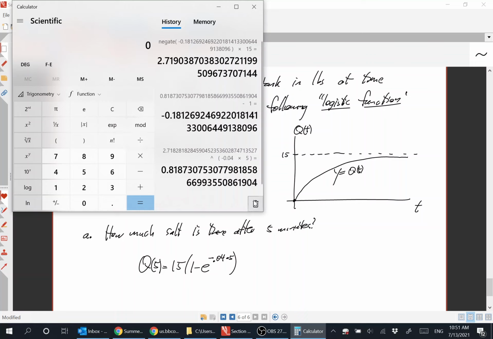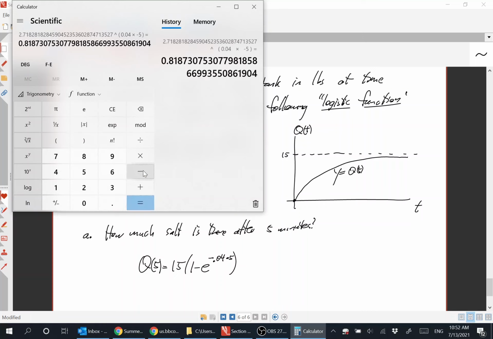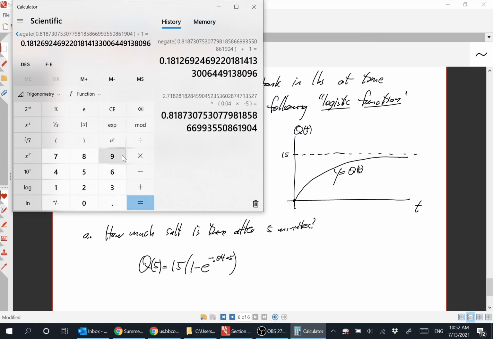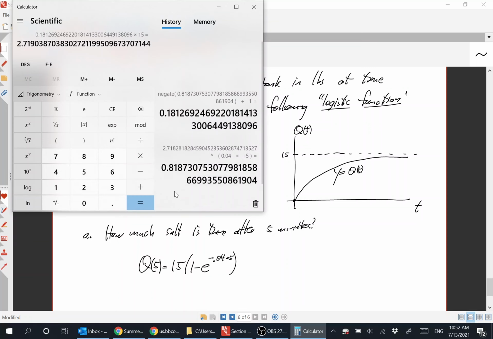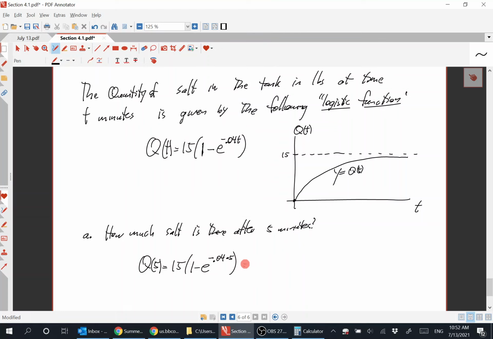Let's try it again. E to the exponent, 0.04 times 5, make that negative there, equals this amount here, make it negative, add it to 1, and you get that amount times 15. So 2.719 pounds of salt.